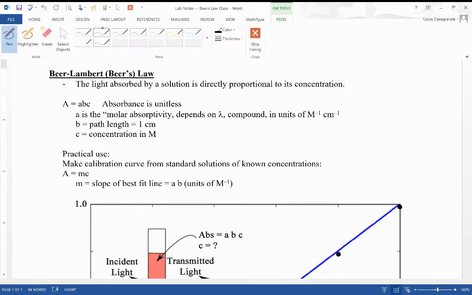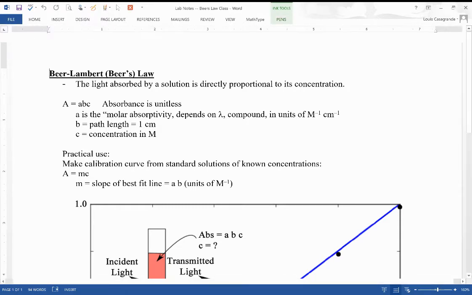When you have solutions, the amount of light absorbed by the solution, which we're going to call capital A, is directly proportional to its concentration, and the concentration we call C when listed in units of molar. And these other two factors here, a and b: a is what's called the molar absorptivity. It depends on both the wavelength and on the particular chemical species.